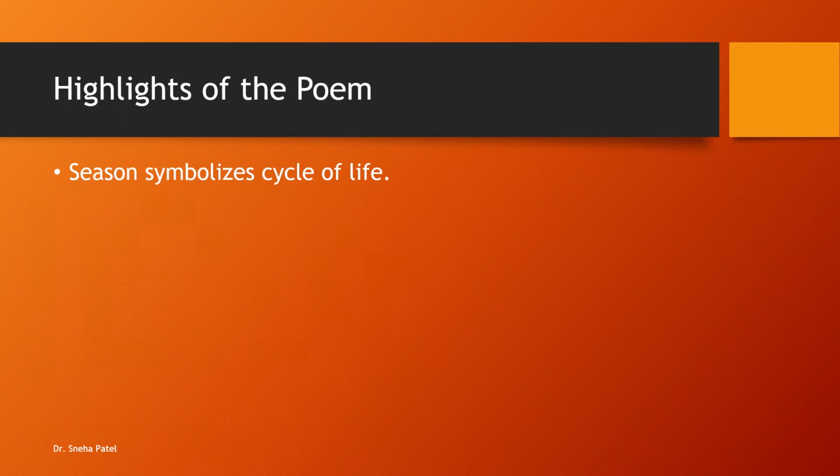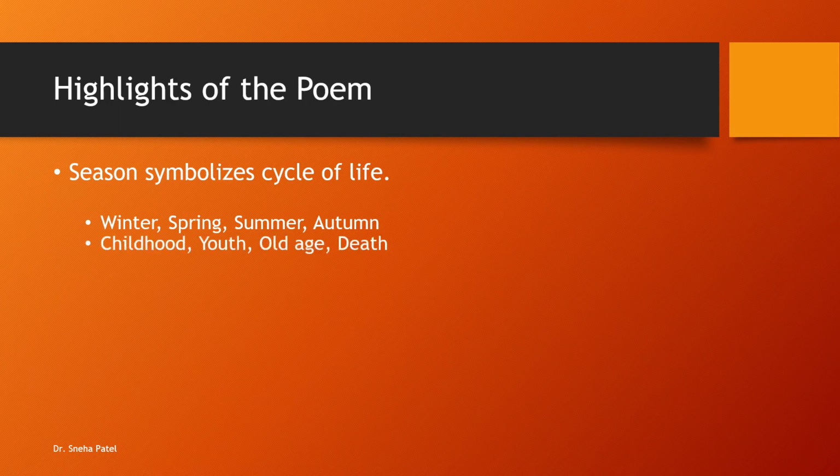Seasons symbolize the cycle of life. There are 4 major seasons: winter, spring, summer, and autumn. Similarly, there are stages in life like childhood, youth, old age, and death. In this poem, autumn is mentioned. The tree is ready to shed all the leaves. They are yellowing.